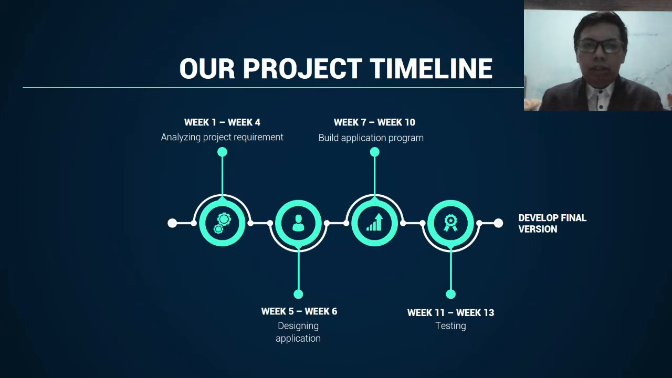Next is our project timeline. Our project timeline is divided into 4 phases. First, in week 1 until week 4, we are analyzing project requirements. And then in week 5 until week 6, we are designing the application. Week 7 until week 10, we build the application program, mobile and web. And then in week 11 until week 13, we are doing testing. Until all the phases are done, we will develop our final version.